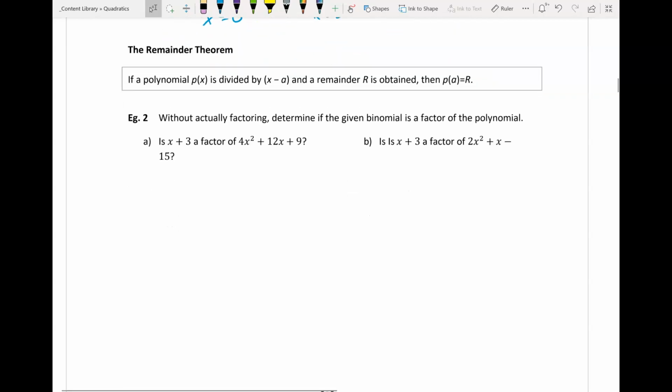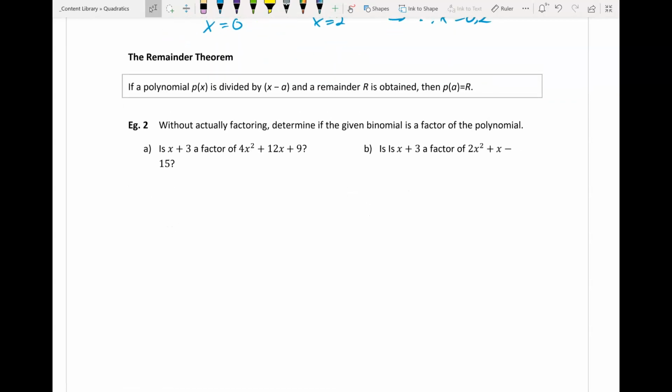Another topic we're going to cover is the remainder theorem. So the remainder theorem states that if a polynomial is divided by x minus a, some sort of binomial, and a remainder r is obtained, then we have p of a is equal to r. So that means I'm going to plug in this number, whatever it is, into our polynomial to figure out what the remainder is. I think this will make more sense with an actual example.